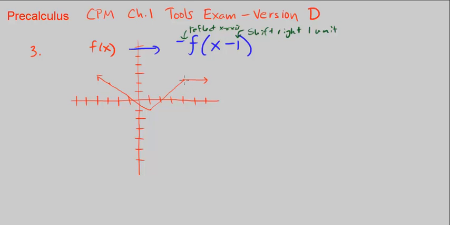So shifting right by 1 unit, every point moves to the right 1 unit, right 1 unit, right 1 unit, these all are connected, right 1 unit, right 1 unit, like this. Okay, so that's shifting to the right by 1 unit.